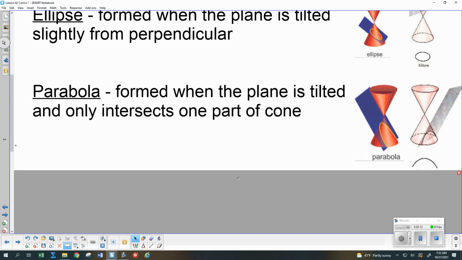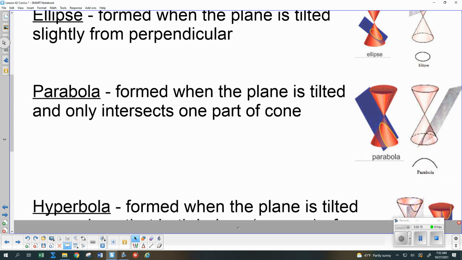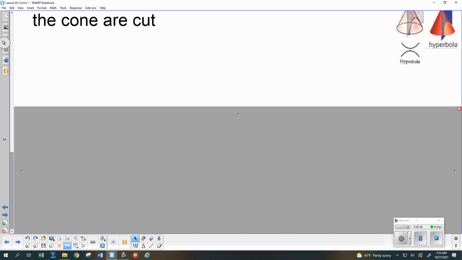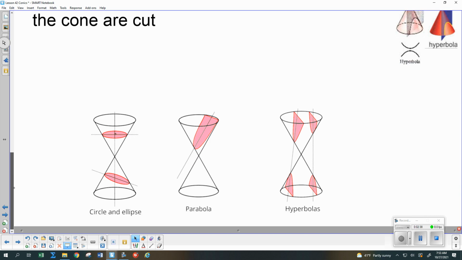If it's a little closer to vertical, when you slice it, it will go through both sections of the cone. This is just one of them. But you get this part down here, and you've got a matching part up here. So you get the hyperbola that has the two halves on it, with a space in between them. And here's another picture of the different ways that it cuts through to get the circle and the ellipse, the parabola, or the hyperbolas.